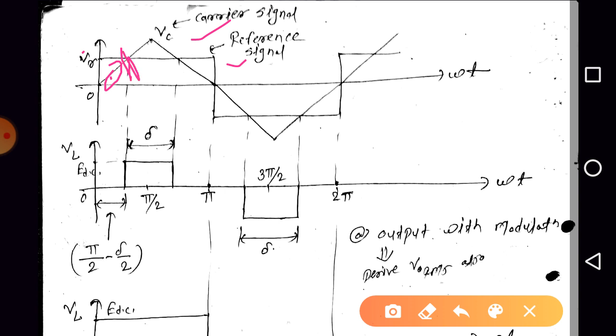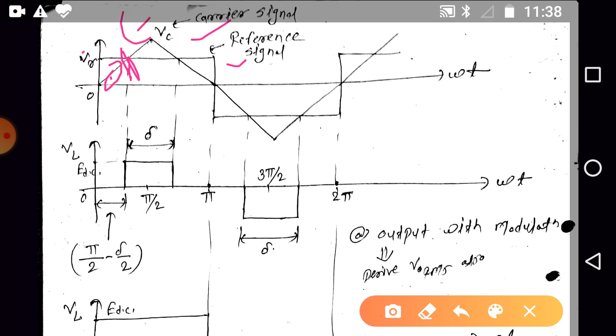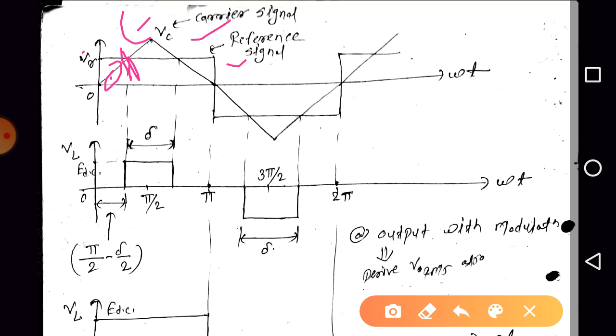After this instant, when VC becomes greater than VR, during this period, at that time the trigger pulses are generated and the switches present in the inverter circuitry will be turned on. For example, suppose we are using the single phase full bridge inverter, we have 4 switches, S1, S2, S3, S4.